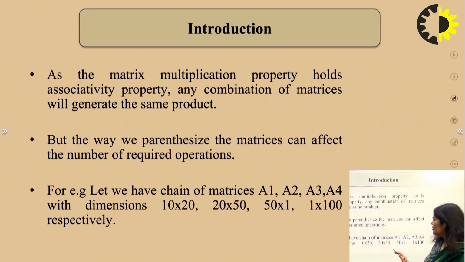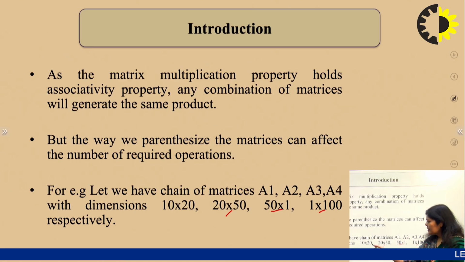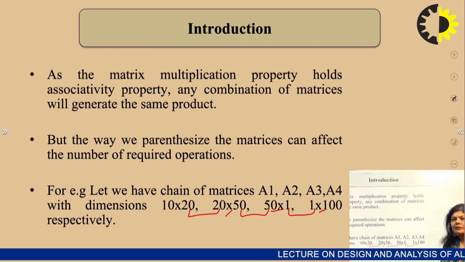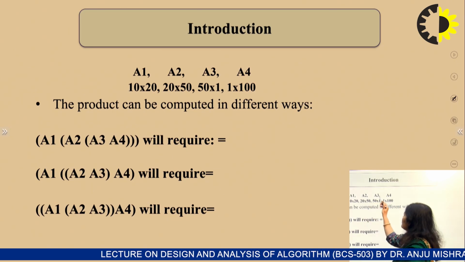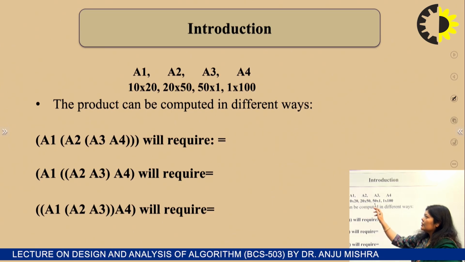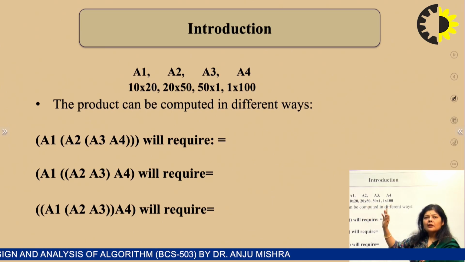As you can see, the four matrices we have picked up each have these dimensions. A1 is of dimension 10 cross 20, A2 is of dimension 20 cross 50, A3 is of dimension 50 cross 1, and A4 is of dimension 1 cross 100. Since the inner dimensions are matching, they are perfect for multiplication. I have taken up this sequence, A1, A2, A3, A4, and written down the dimensions of these matrices here.